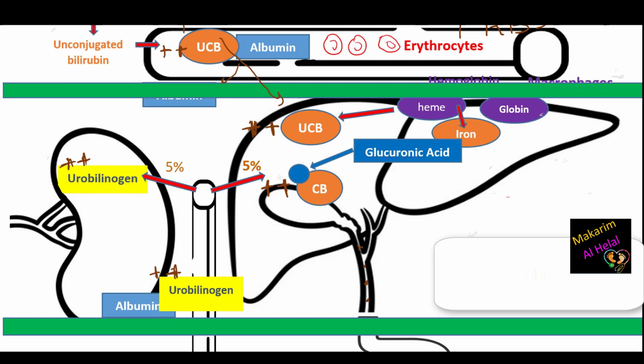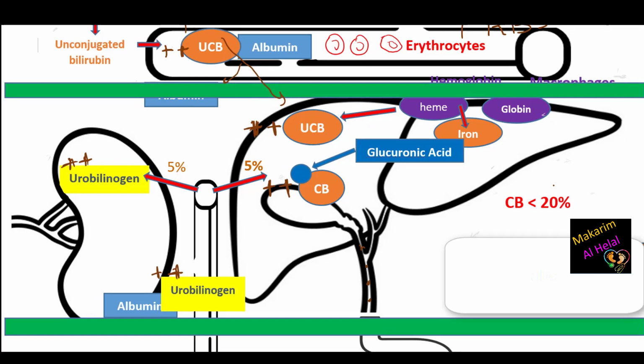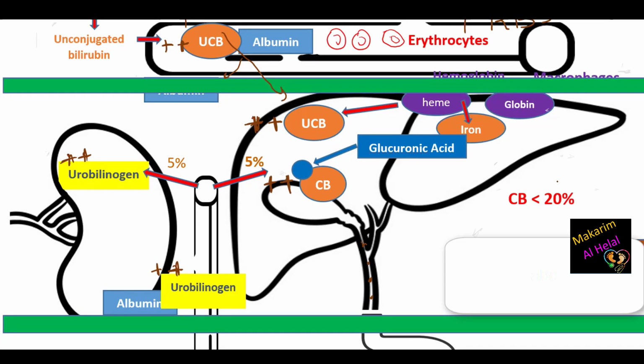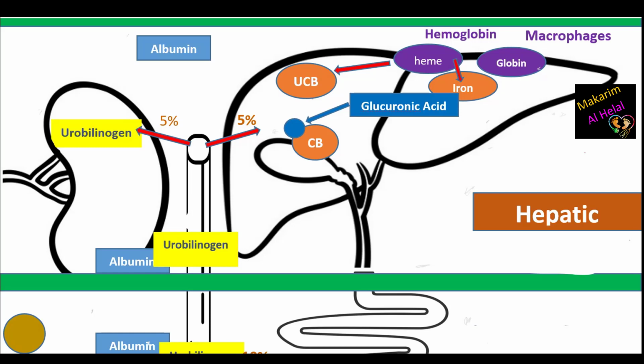The serum value of conjugated bilirubin in pre-hepatic jaundice is less than 20%, which is fine because normally hepatocytes turn over. So in pre-hepatic jaundice, we see the conjugated bilirubin is normal and we see the dark stool because of the increased level of urobilinogen, and dark urine also. I'm going now to hepatic jaundice.